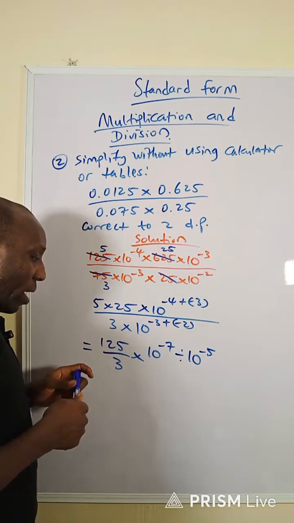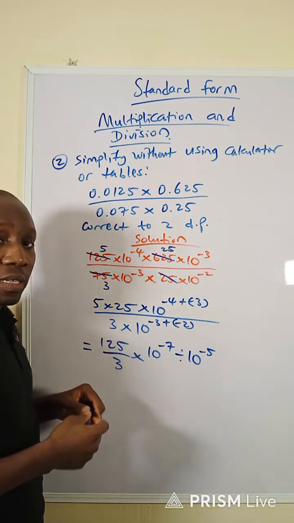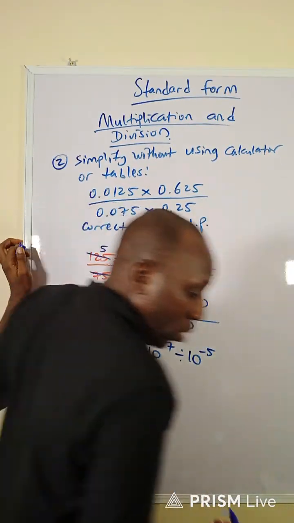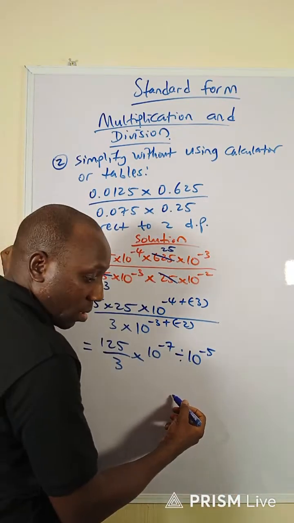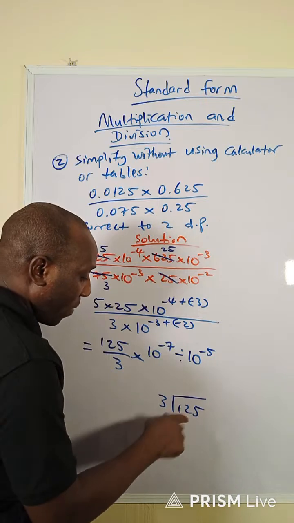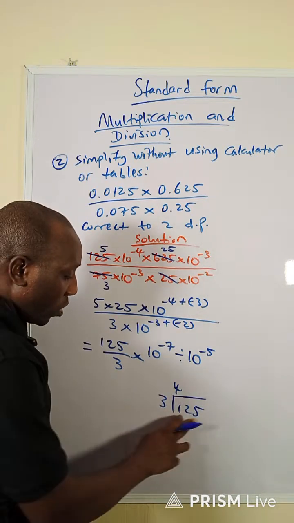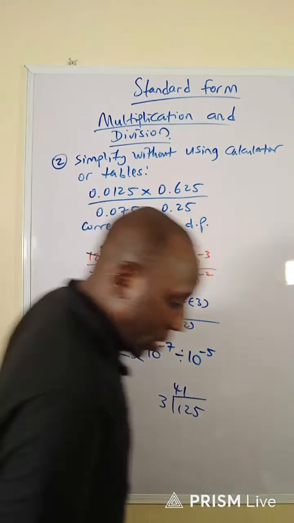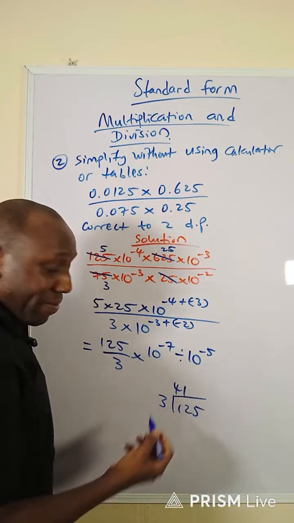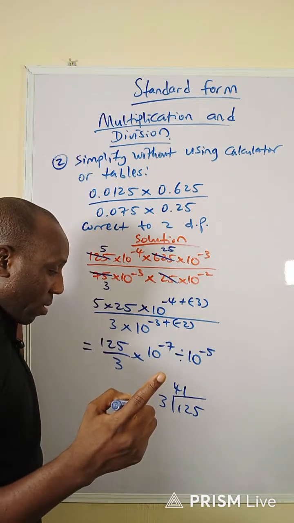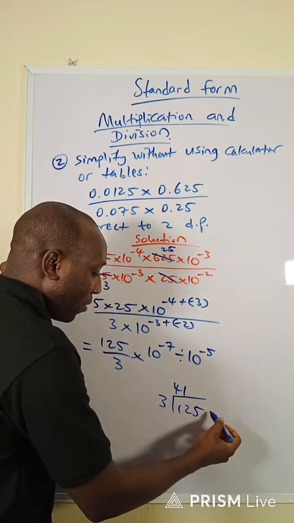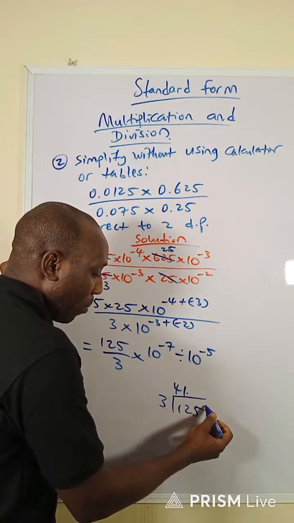So what we need to do now, guys, is to divide 125 by 3. Let me show you how to use the box method to divide 125 by 3. 3 will go into 1 cannot, 3 will go into 12 4 times, no remainder. 3 will go into 5 1 time, so there will be a remainder of 2. So you put 0, put a point here, and put 2 here.